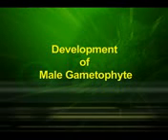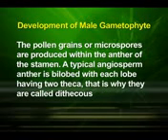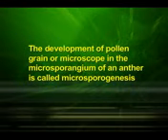Now, let us see the development of male gametophyte. The pollen grains or microspores are produced within the anther of the stamen. A typical angiosperm anther is bilobed, with each lobe having two theca. That is why they are called dithecous. The development of pollen grain or microspore in the microsporangium of an anther is called Microsporogenesis. A typical anther consists of 4 microsporangia.